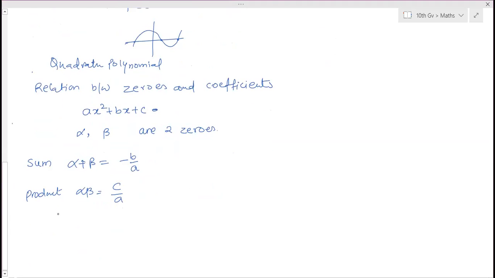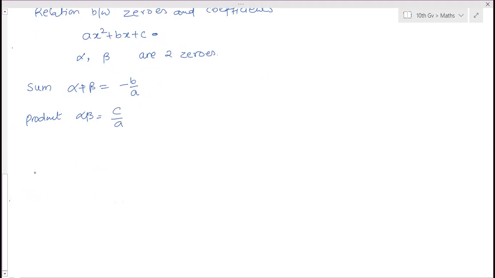This verification is one type of question; you have to do the verification. The second type of question: the relation is given and you have to calculate the unknown variables, or calculate the values of 1 by alpha plus 1 by beta, alpha square plus beta square, alpha cube plus beta cube, finding them if the values of alpha plus beta and alpha beta are given or can be found out. That kind of questions were there. Now if the zeros are known, then how to form the polynomial? The polynomial is x square minus the sum of zeros into x plus the product of zeros. That's right.